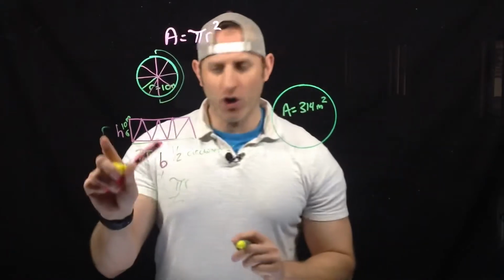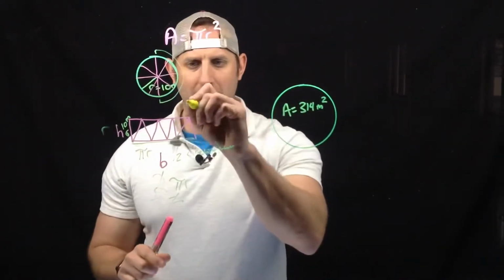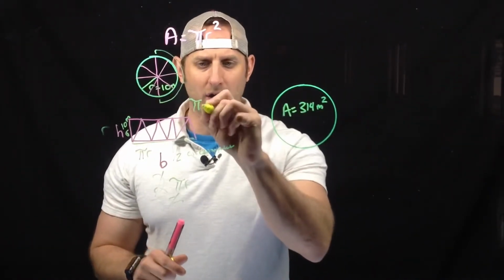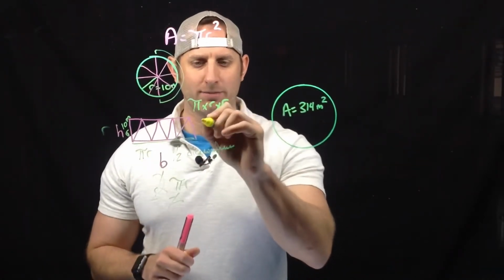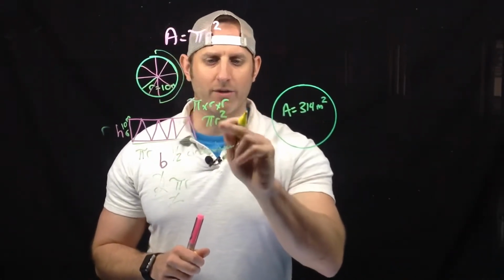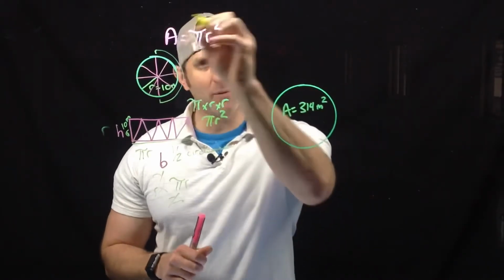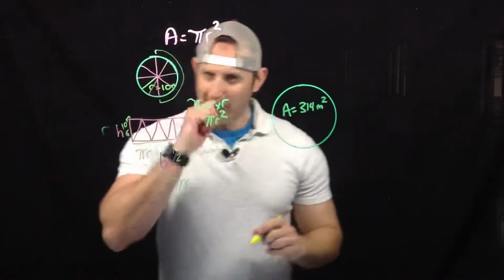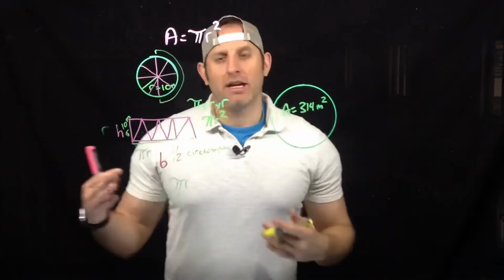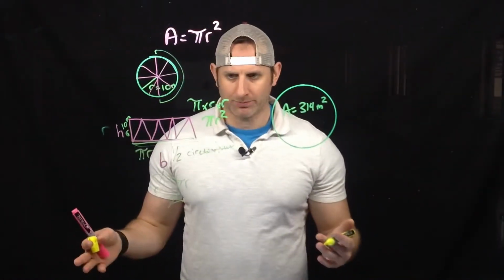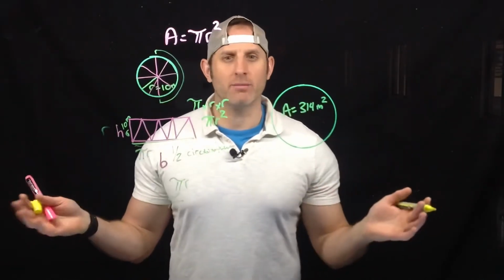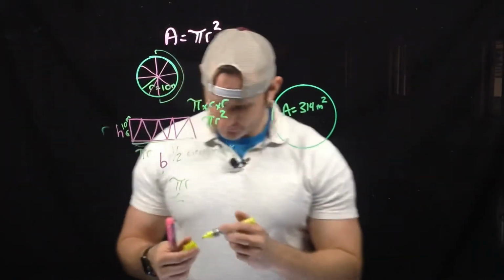Now, if we took this and put them together, we would have pi times r times r, or pi r squared. Radius times radius would be squared. And that's how we end up getting this formula. So now that we have an understanding of where the formula came from and how the formula works, let's go plug in some numbers and see how it works.